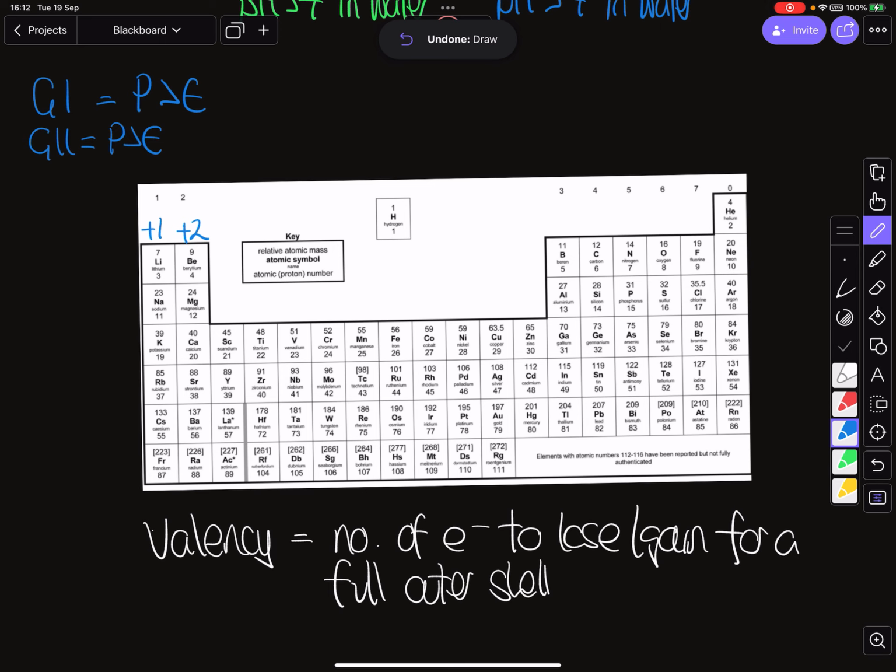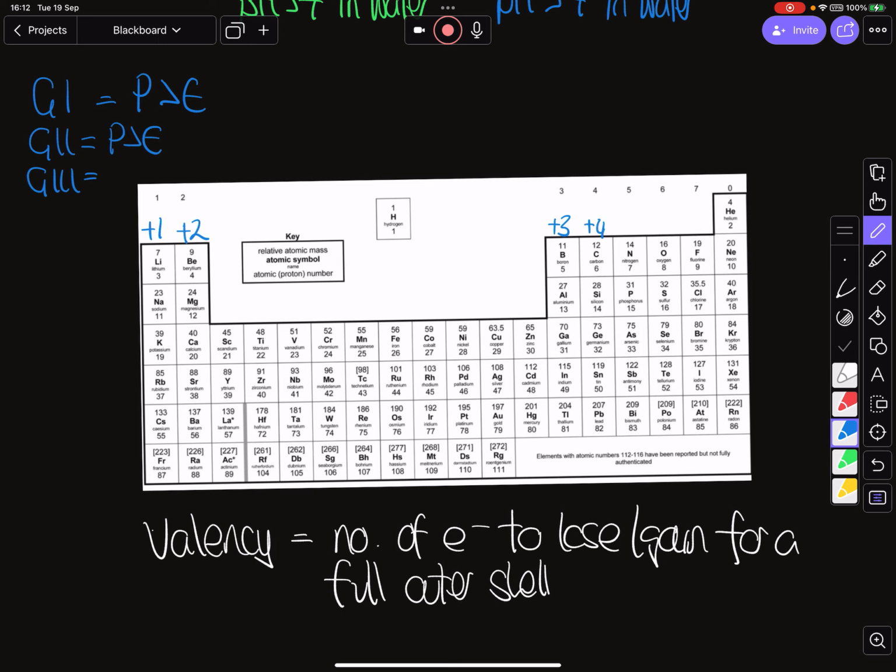We go over here to our group 3, and we can say that these have 3 valence electrons. And again, the positive charge is coming because there's going to be 3 more protons than there is electrons for any of the elements in group 3, and similarly for group 4.